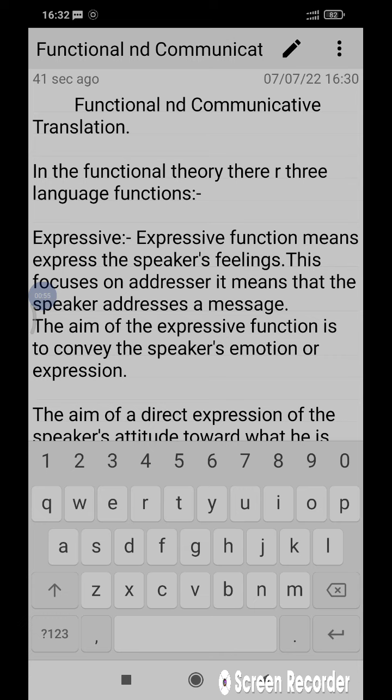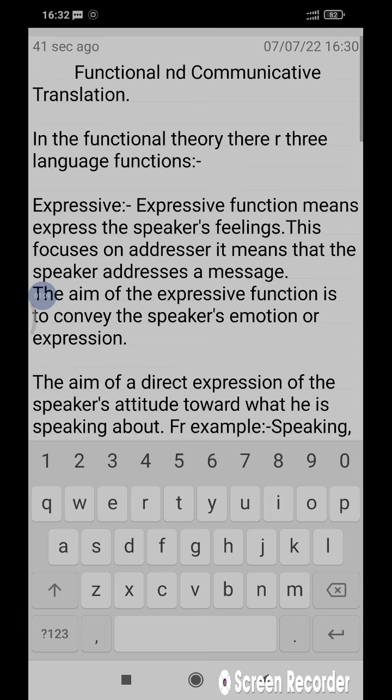Expressive. Expressive function means expressing the speaker's feeling. This focuses on the addresser. It means that the speaker addresses a message. The aim of the expressive function is to convey the speaker's emotions or expressions. The expressive function means expressing the speaker's feeling, what the speaker wants to say and which kind of feeling he or she has.